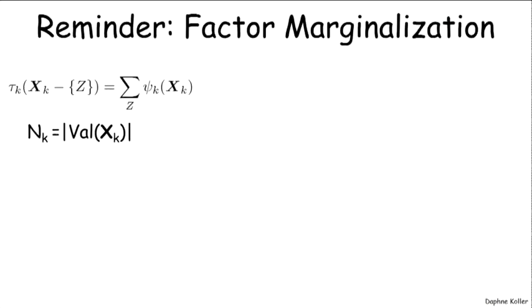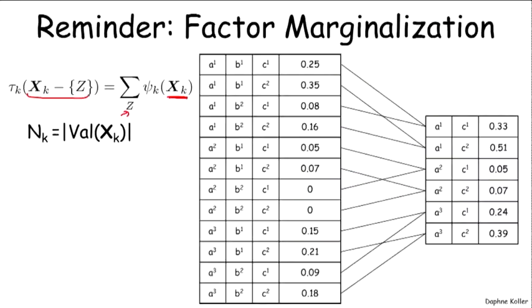Now let's look at the factor marginalization. So here we had a factor whose scope was xk. We summed out z, and we end up with a factor whose scope is one less. So again, let's remind ourselves, this is a marginalization, in this case, over b. So marginalize b. And we see that each of the rows in our output is produced by a summation of 2 of the rows in the original factor.